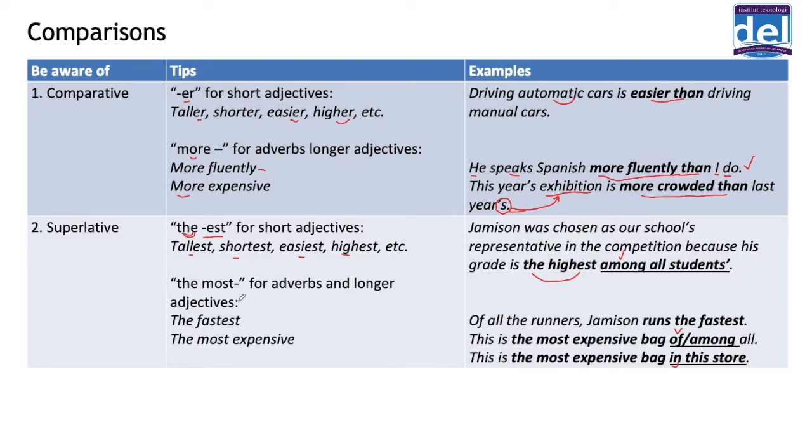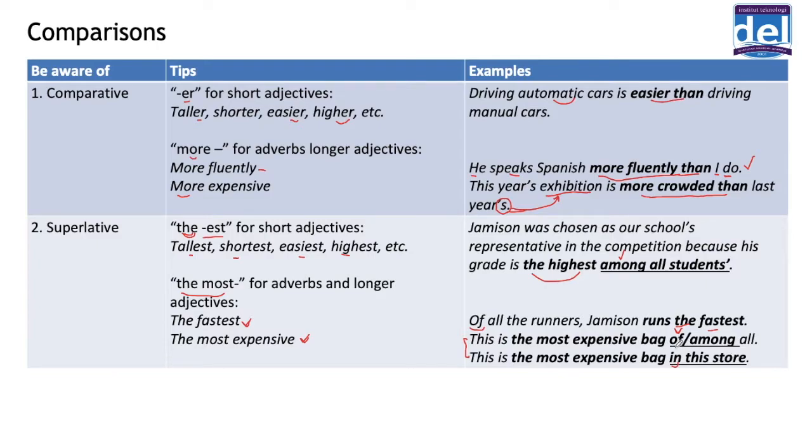Now let's continue with superlative with adverbs and longer adjectives. We use the most. For example, of all the runners, see we have of here, Jamison runs the fastest. Now let's check these last examples. Can you see the difference between both? The difference is in the use of the preposition.